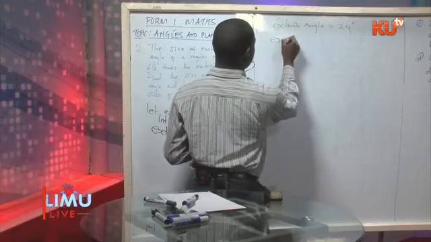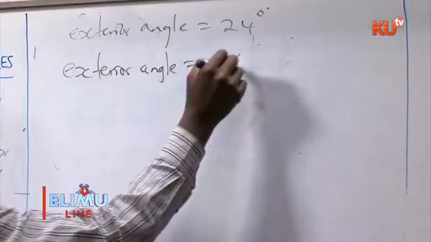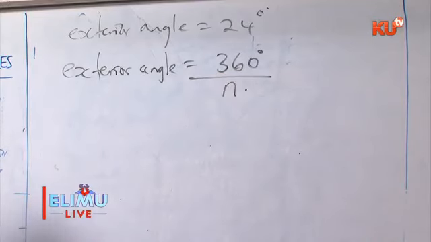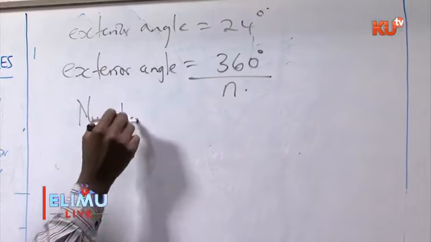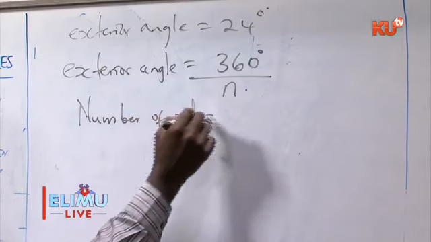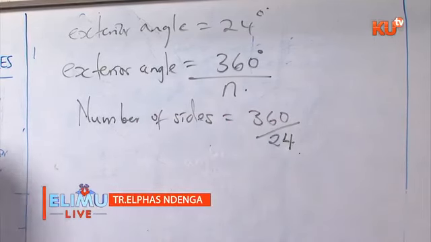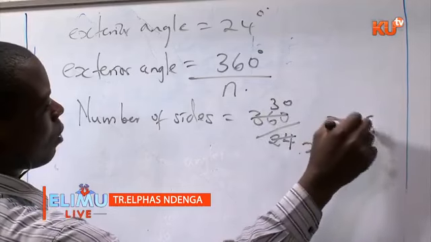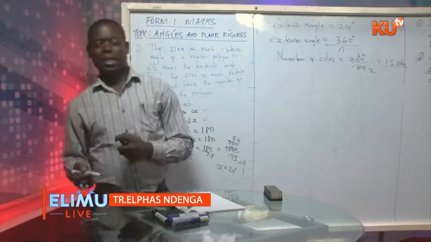We said that the exterior angle is equal to 360 degrees divided by the number of sides. So if you make the number of sides the subject of the formula, then the number of sides will always be equal to 360 divided by each exterior angle. By simplification, 360 divided by 24 gives 15, and so our solution is 15 sides. So this polygon has 15 sides.